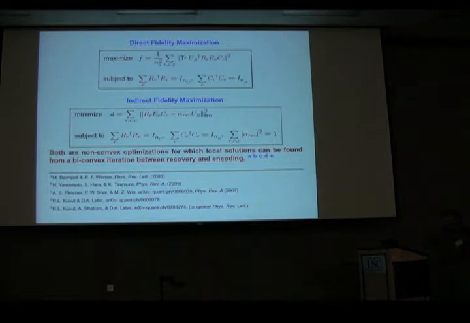So you can envision two problems. One is to maximize fidelity over the recovery and encoding OSR elements, or minimize the distance over the same plus this extra little bit here. And the point is that both of these problems can be solved for local solutions via a biconvex iteration, particularly semi-definite programs. People have been working on this. There'll be some more about this on Friday from Peter Shor and Andrew Fletcher, although I think they're going to talk more about the implementation than the process. I'm going to talk more about the process, how the optimization works, what it's doing.